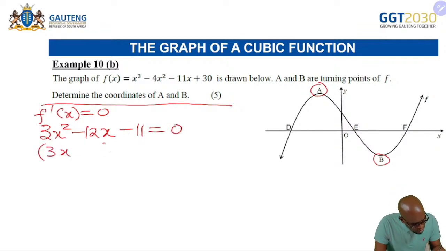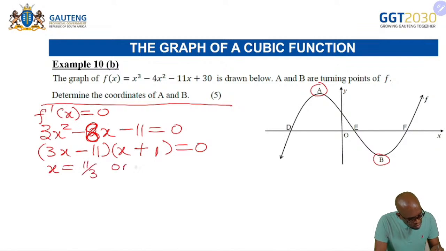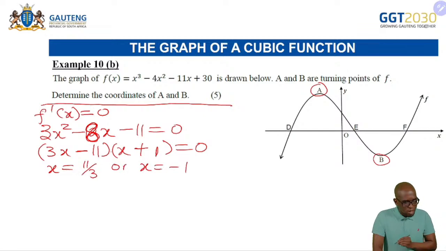So this is 3x, x equals 0. Obviously, we'll be using 11 and 1 in this case. So this should be minus 8x because we differentiate 4x here. So we're going to get that this should be negative and this should be positive. So x is 11 over 3, or x equals minus 1.